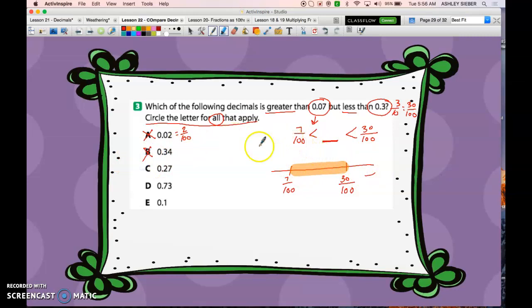Do the rest of these. See if you can figure out which ones, remember there's going to be more than one, are correct. Pause the video, come back for the correct answer.